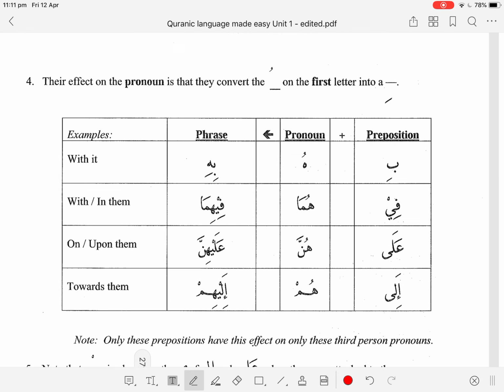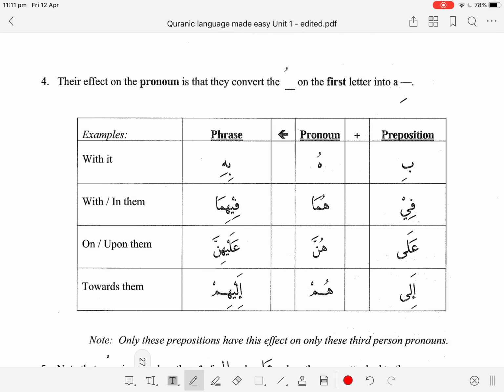Now some more, if we look at the same prepositions, but this time we are connecting them to a pronoun instead of a noun, right? So we are talking about a pronoun. So of course we will be using attached pronouns, right? Because attached pronouns are the ones that get attached.